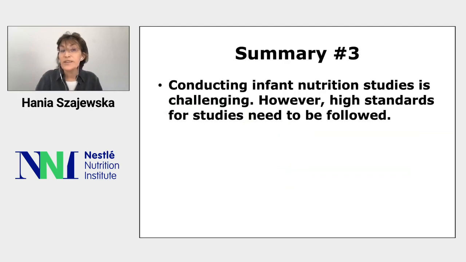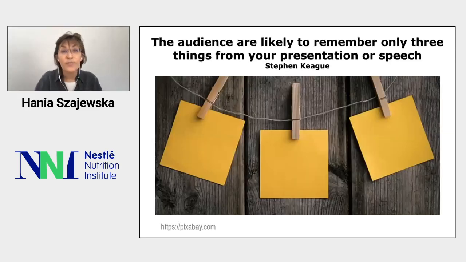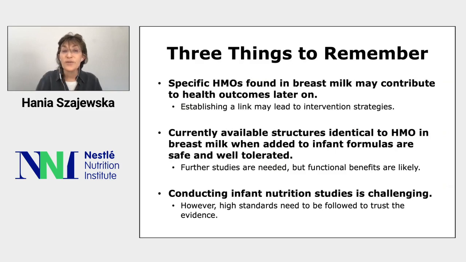So my summary number 3 is: conducting infant nutrition studies is challenging. However, high standards for studies need to be followed. I know that the audience are likely to remember only 3 things from a presentation or speech, so let me summarize the 3 things to remember. First, specific HMOs found in breast milk may contribute to health outcomes later on, and establishing a link may lead to intervention strategies. And I showed you some of the links from human cohort studies. Currently available structures identical to HMOs in breast milk, when added to infant formulas, are safe and well tolerated. Further studies are needed, but functional benefits are likely.